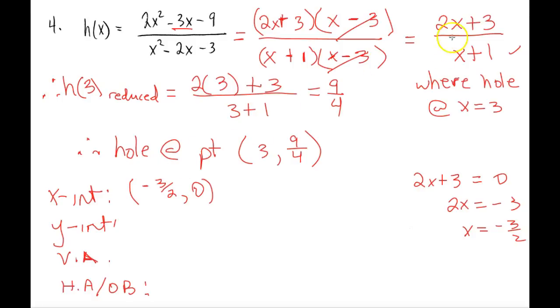For our y-intercept, we just plug in 0 for x. And in doing that, we get 2 times 0 plus 3, all that divided by 0 plus 1, which ends up just being 3 here, because all that goes to 0. You know, all this is just 1, so 0 plus 3 is 3, and all that over 1, 3 over 1 is just 3. So the y-intercept is at the point 0, 3.